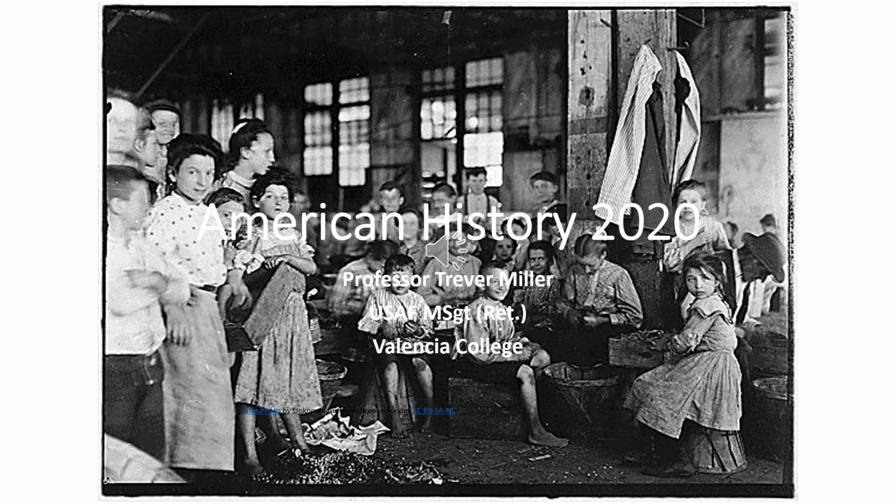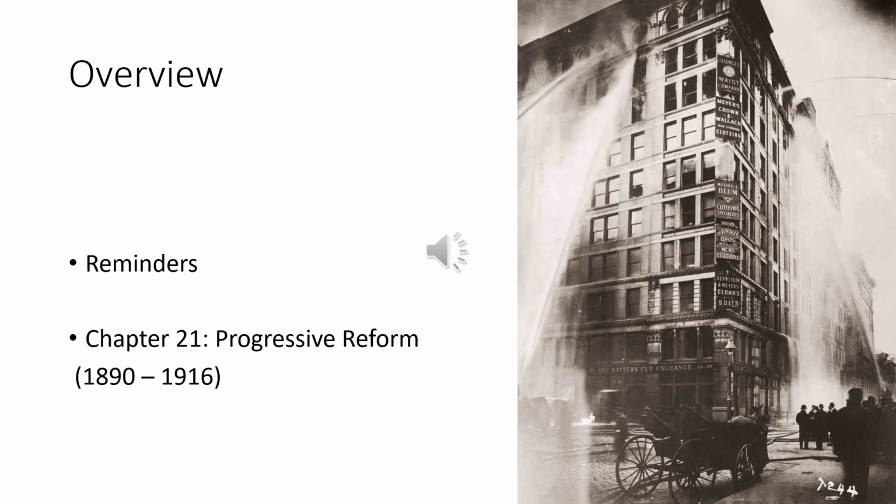Welcome. Today we're going to be discussing the progressive movement, the conditions that caused the progressive movement, and how society addressed the progressive movement at the end of the Gilded Age. So as we get started this week, we're going to start with some reminders about extra credit for the course, and then we're going to talk about progressive reform during this window.